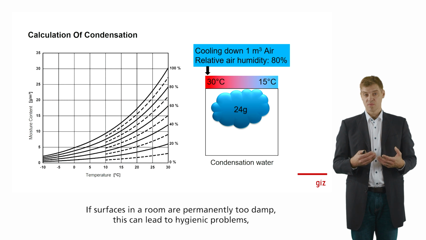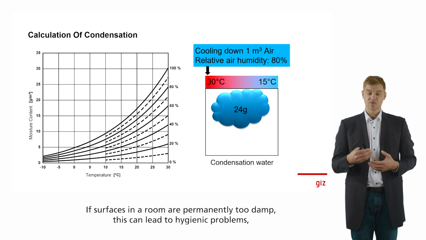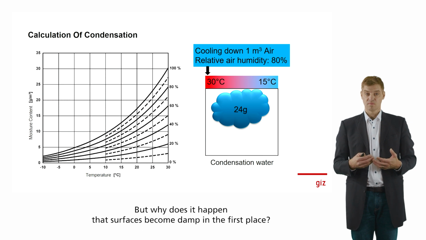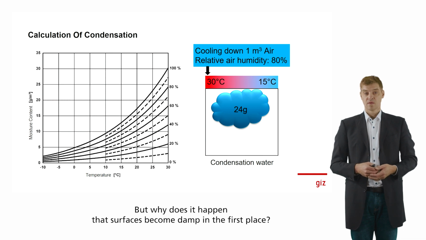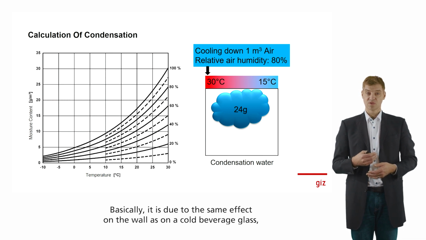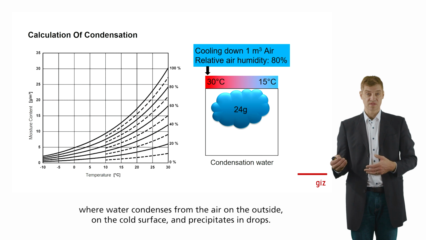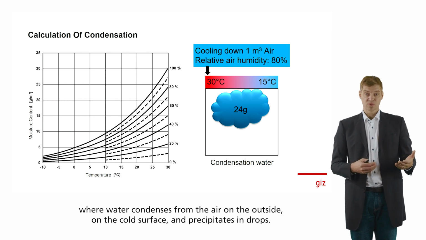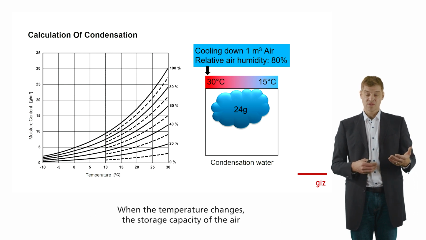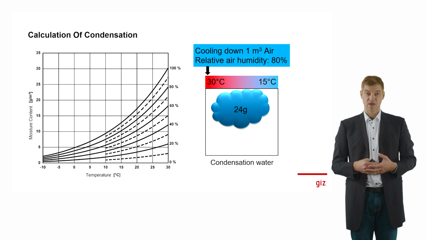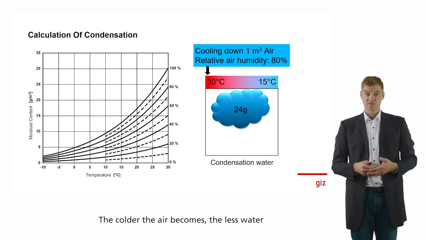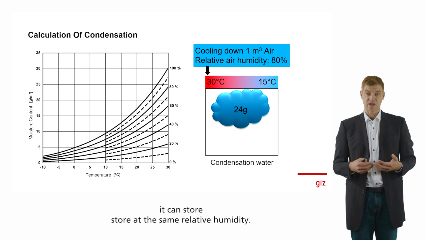If surfaces in a room are permanently too damp, this can lead to hygienic problems such as mold growth. But why does it happen that surfaces become damp in the first place? Basically, it is due to the same effect on the wall as on a cold beverage glass, where water condenses from the air on the outside on the cold surface and precipitates into drops. When the temperature changes, the storage capacity of the air in relation to water changes. The colder the air becomes, the less water it can store at the same relative humidity.